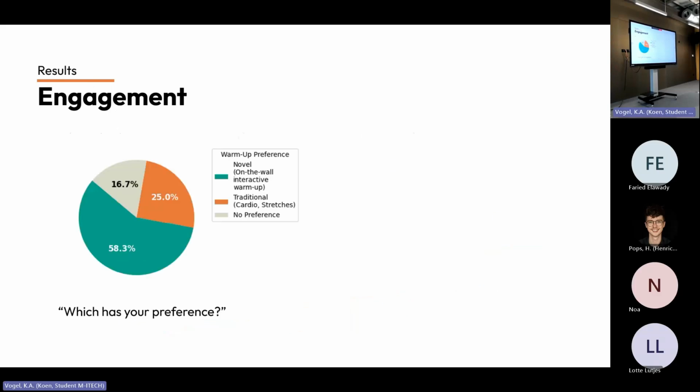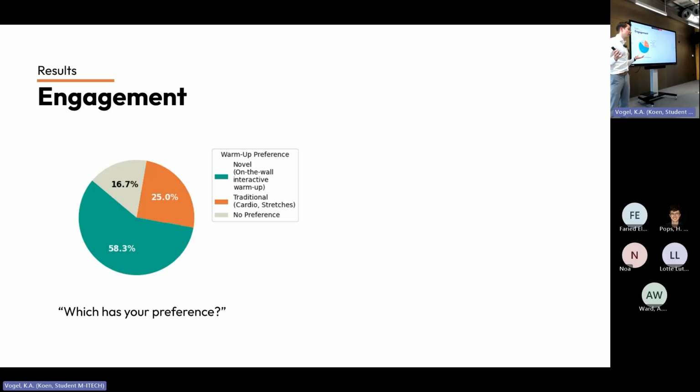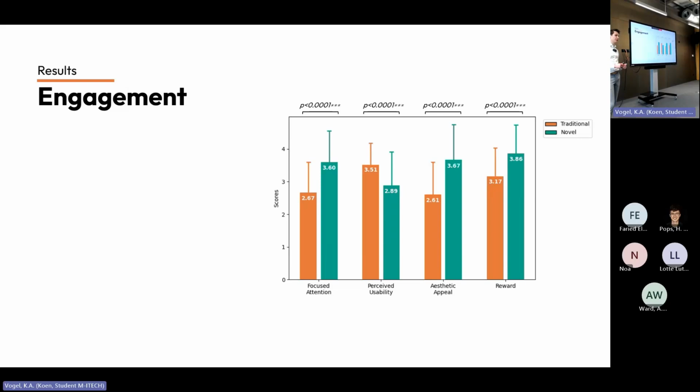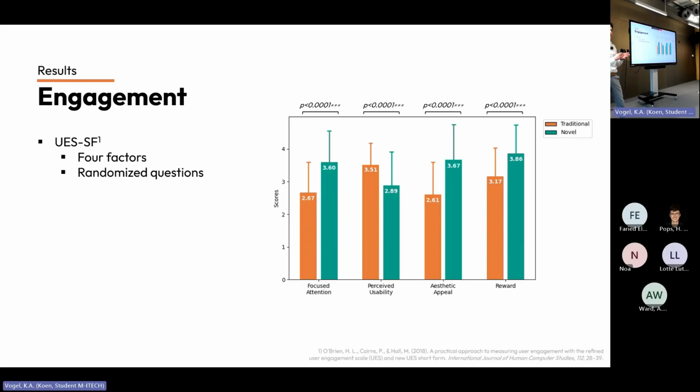Okay, engagement. What did we learn? First, we just simply asked users which they prefer, and most participants prefer the novel one, which is good. They also mentioned they would incorporate, at least to some degree, the novel warm-up into their existing training. If we look a little bit deeper into the data, we have our survey, which is the user engagement scale, which has a few subfactors: focus, attention, aesthetic appeal, perceived usability and reward. And these are subfactors of engagement, which using randomized questions are all measured with a single questionnaire.